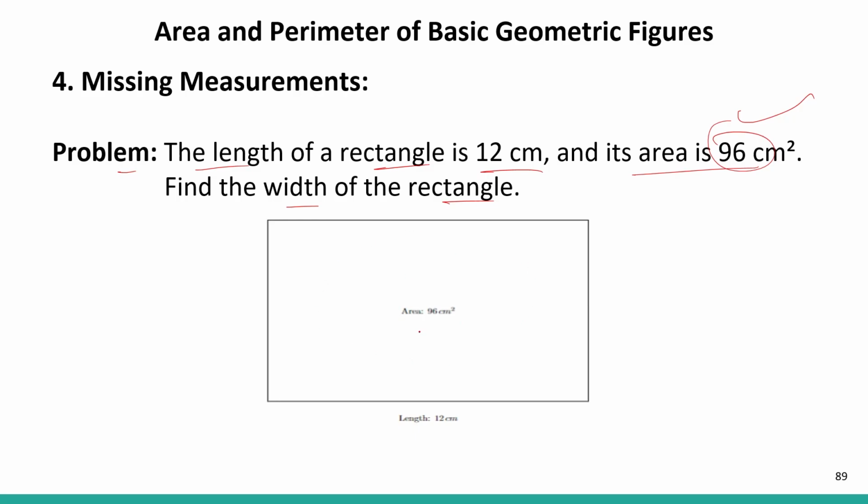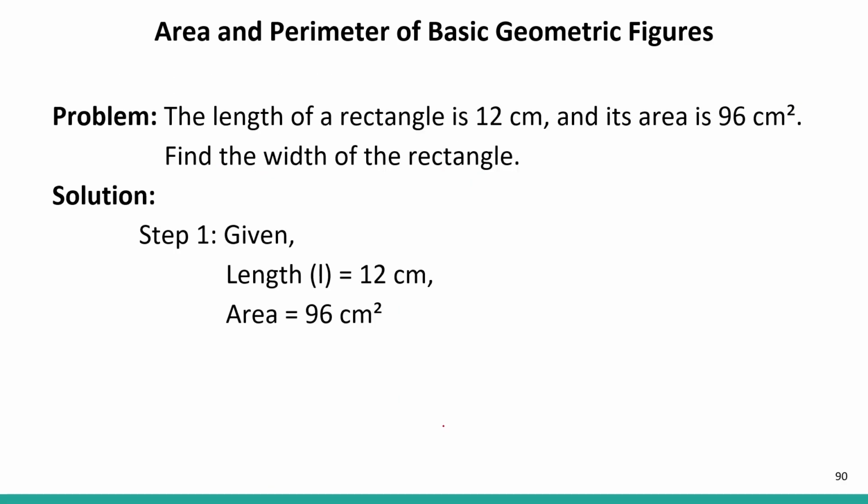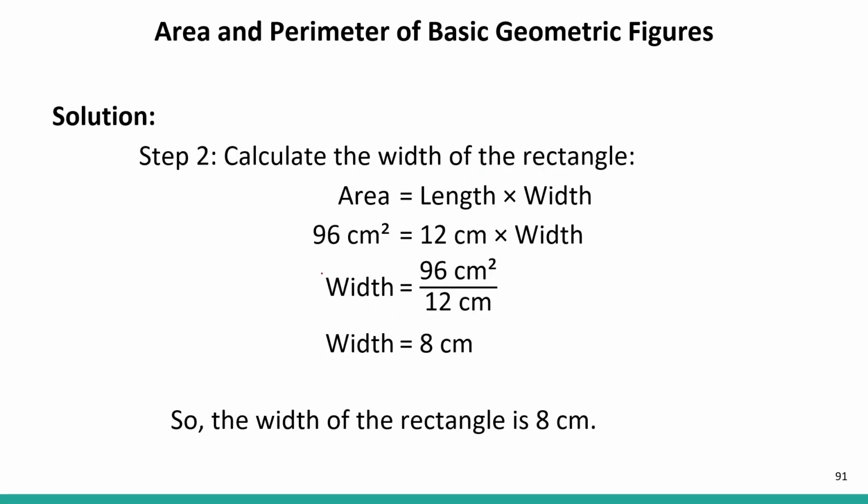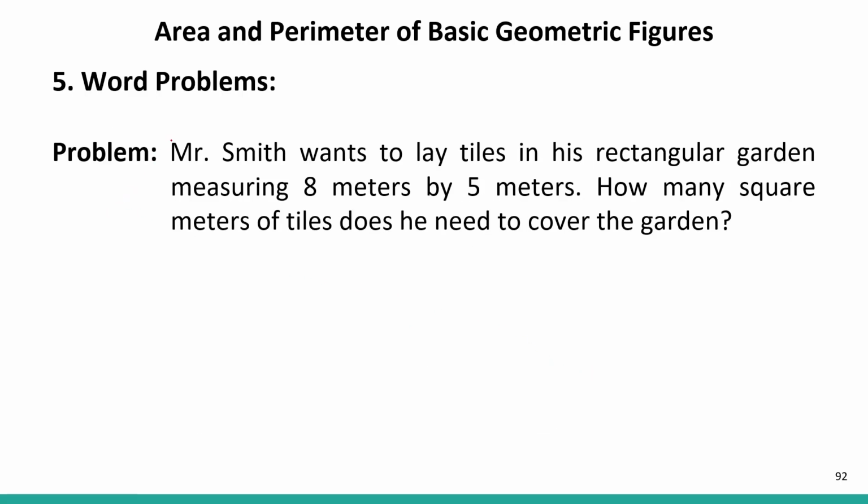Okay, so area is 96 centimeter square, where length is 12 centimeter. Given that length is equal to this much and area is this much, how can we calculate the width or breadth? It will be area by length. So area is 96 centimeter square and length is 12 centimeter, so width becomes 8 centimeter. So the solution for width is 8 centimeter. Let's try to see the fifth kind of problem, that is based on word problems.